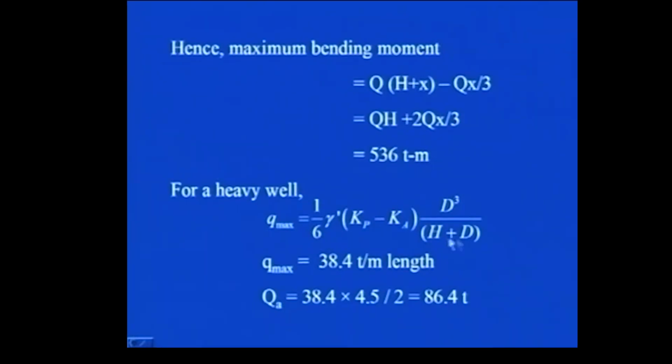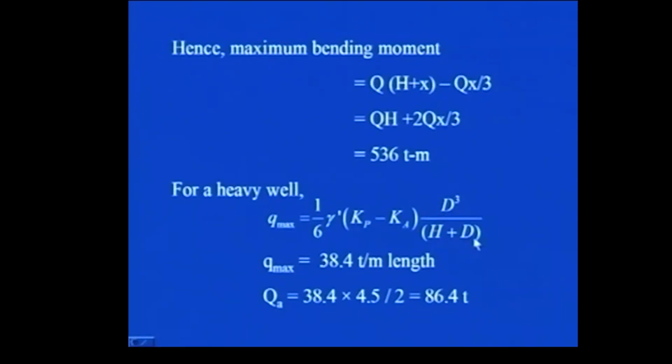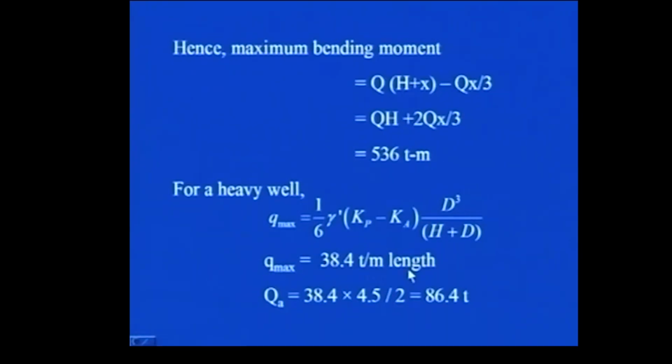So, you simply substitute all these values in this expression of Q max, which is 1 by 6 gamma prime Kp minus Ka d cube upon H plus d. You know all these values. So, substitute them here and you will get this value of Q max to be equal to 38.4 ton per meter length. In case of light well, it was 23.68 ton per meter length.